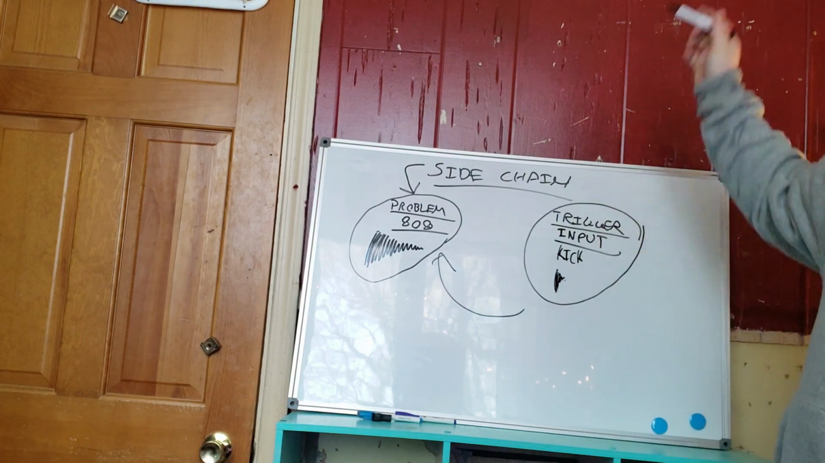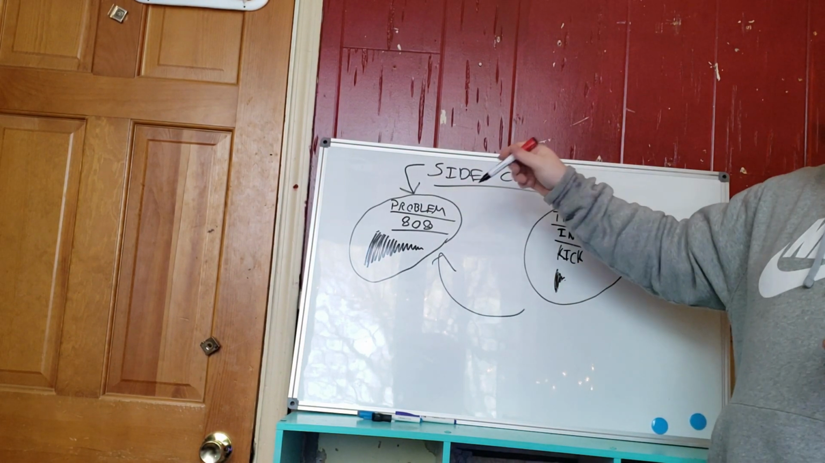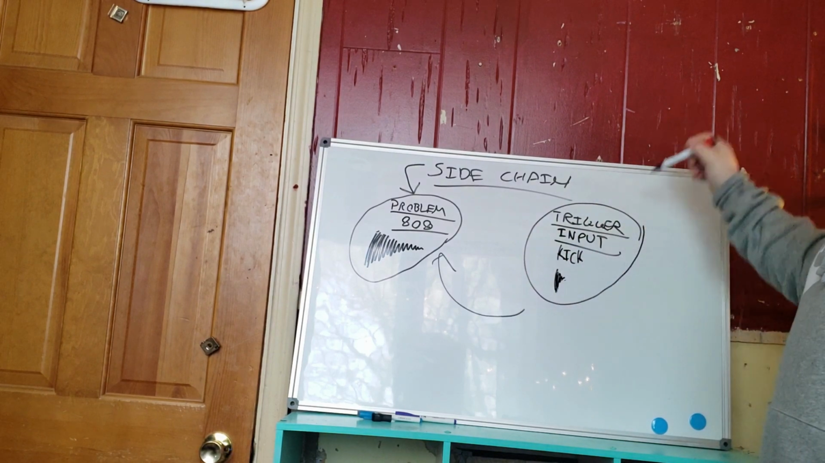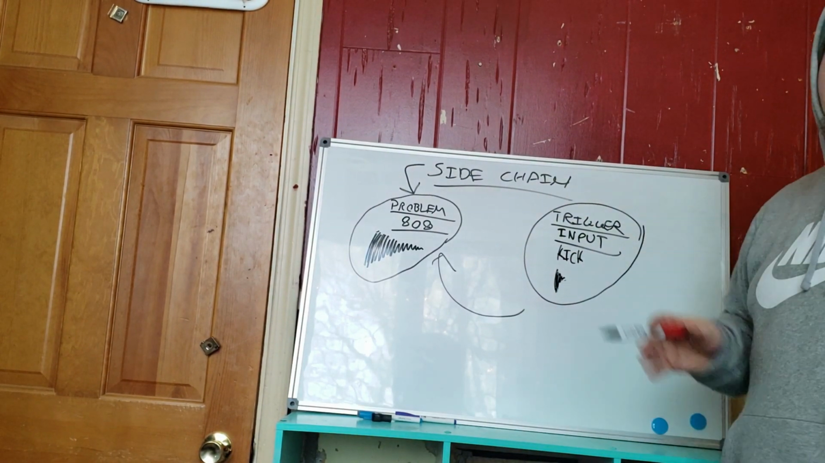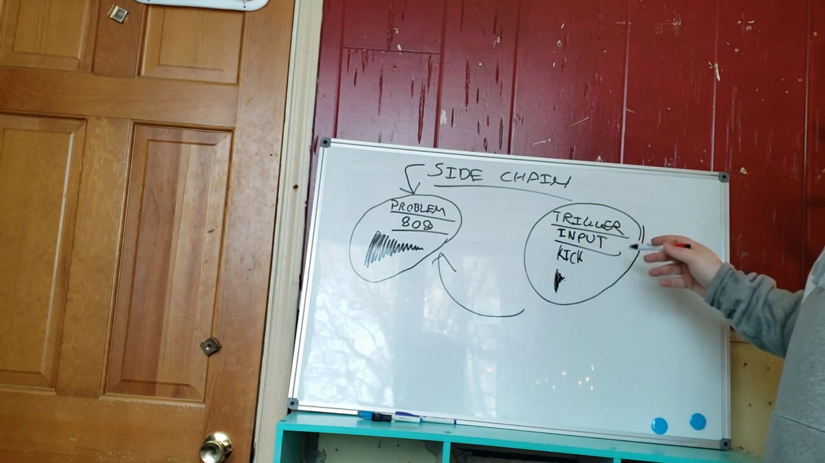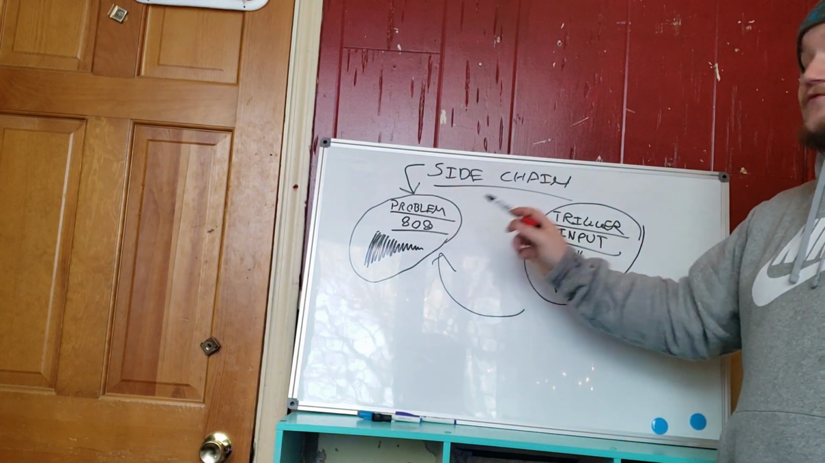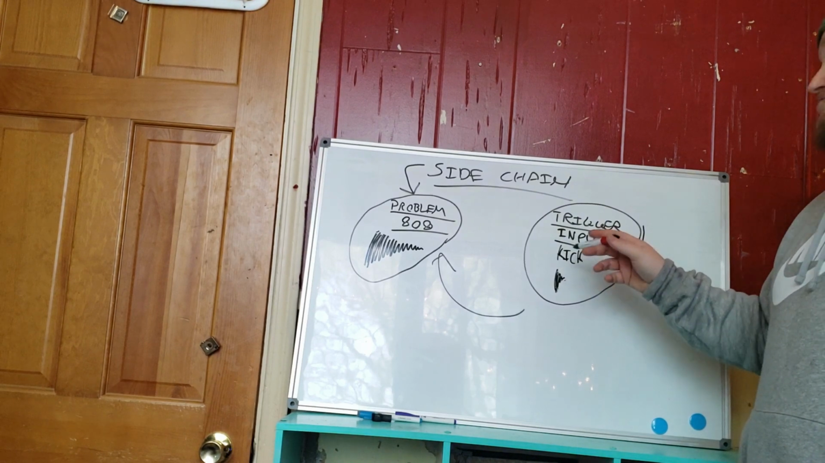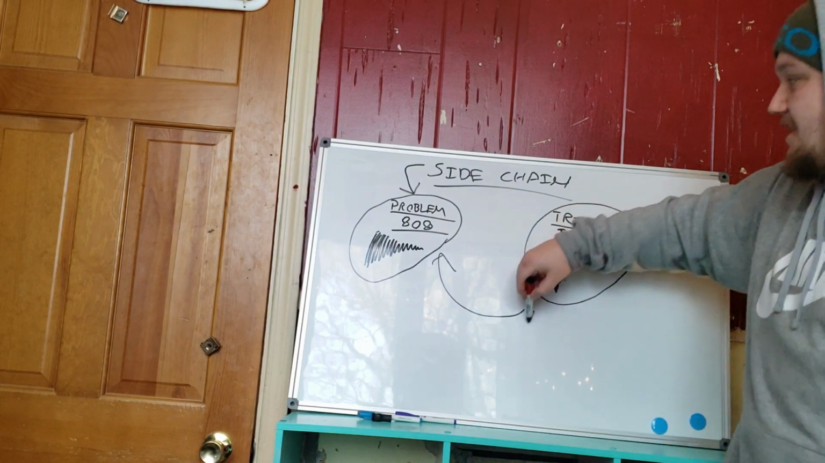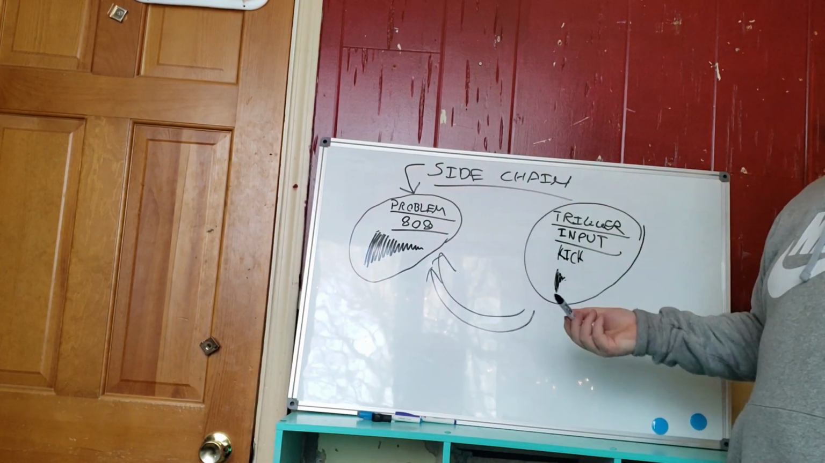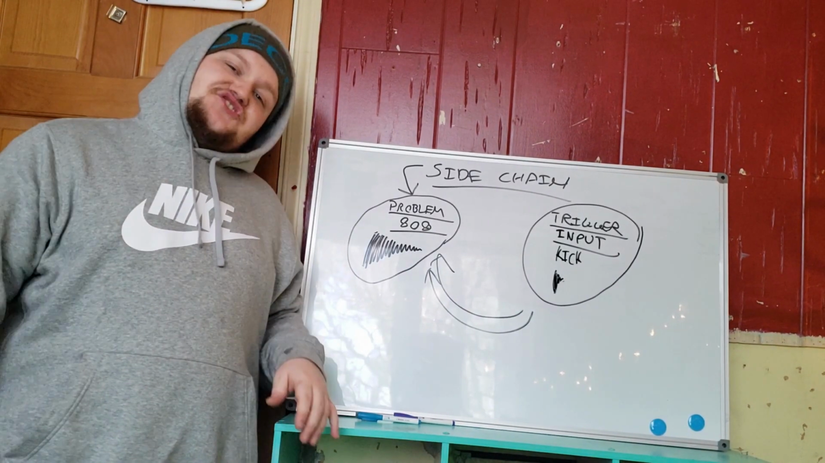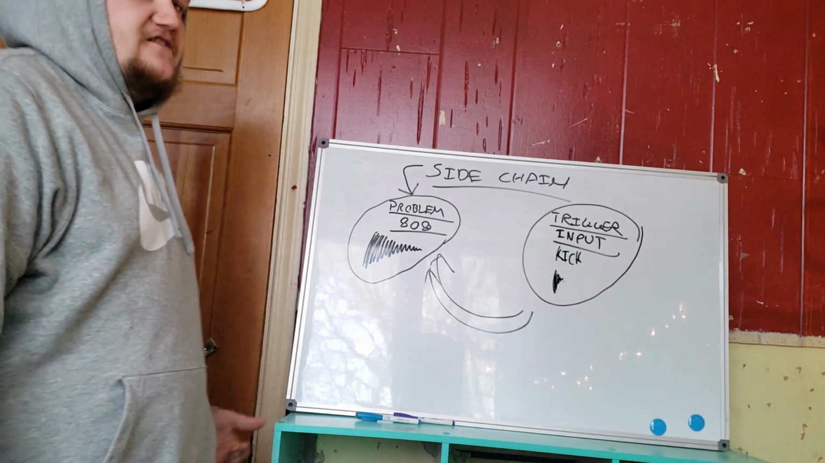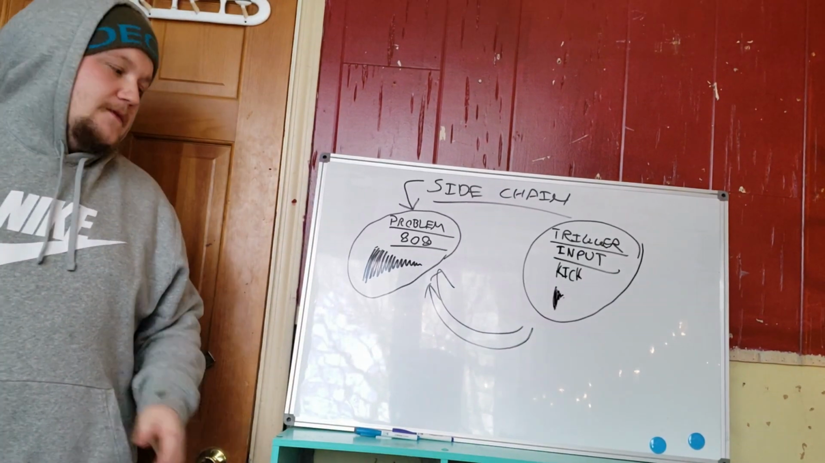So side chain problem sound is the sound that's drowning out the sound that you want to cut through, and then your trigger or your input inside the side chain is whatever sound you want to cut through the other sound. So for right now, we want our kick to cut through our 808. So our input is our kick, which means that every time the kick happens, it cuts out our problem sound, which is an 808. I hope I explained these things well. If I didn't, leave a comment and tell me how to fix it.